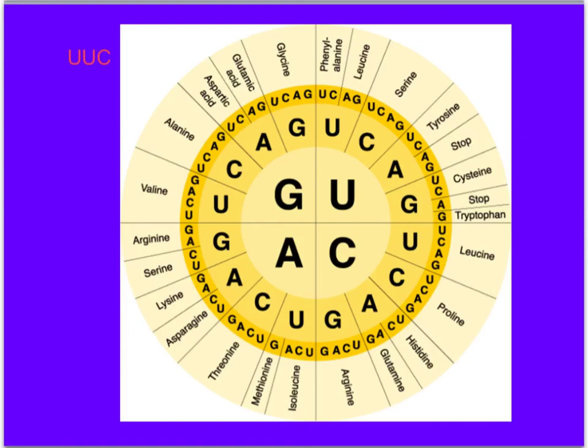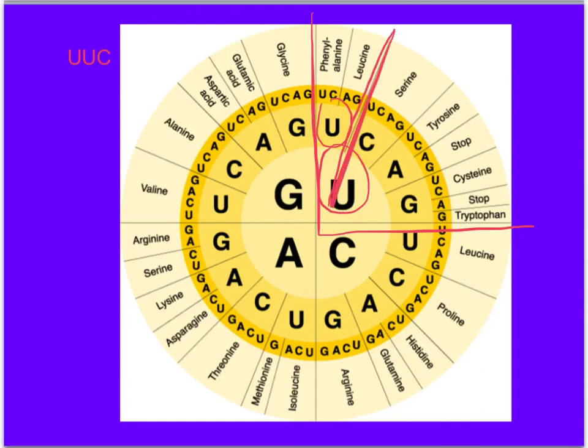To figure out the amino acid for UUC, again, you're going to find the U in the biggest circle. So you're only looking in this section. Next, you move to the next U, here. So now you're isolating where you're looking to this section. And finally, C here gives you phenylalanine, which is a lot of times abbreviated PHY.